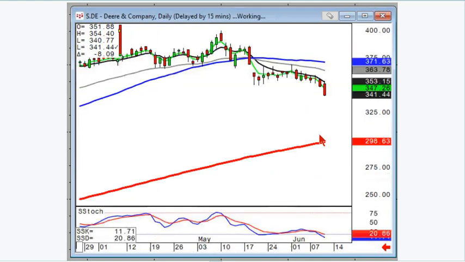And Deere, you just stay short. Look at the dumpling top. That means they could be ready to bang this one down.